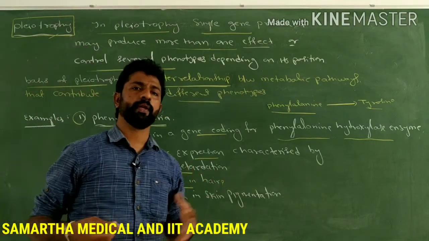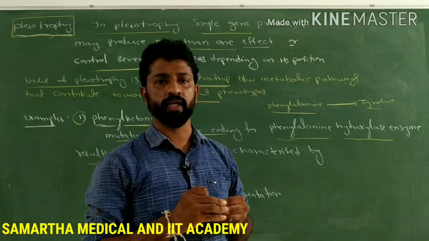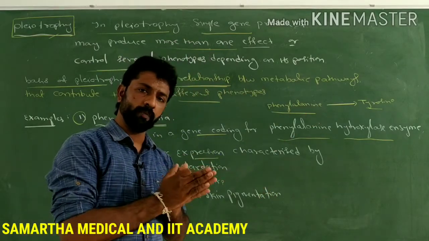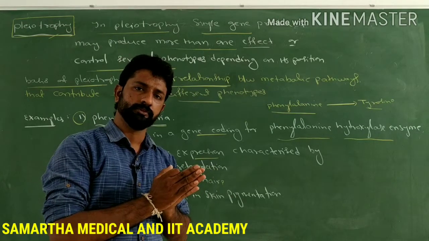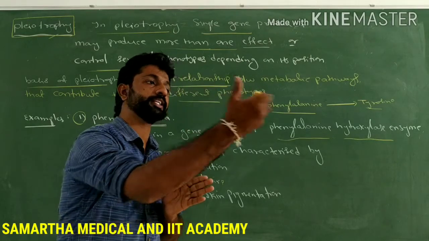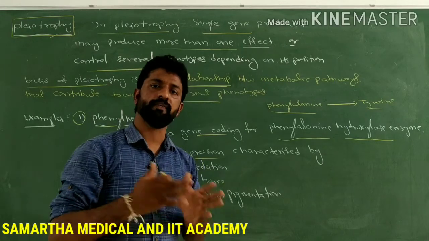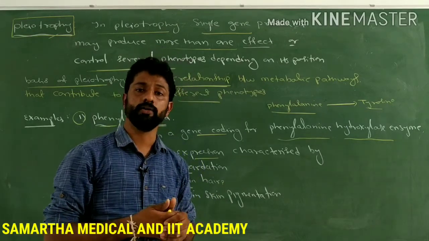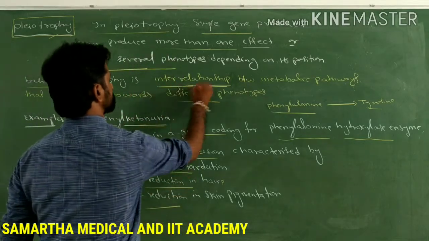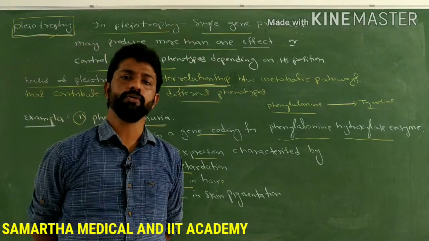Among the various metabolic reactions which take place in our body, the product of one metabolic pathway may be the substrate for another metabolic pathway. If one metabolic pathway is not functioning properly, the particular product will not be formed, so the next pathway will get disturbed. As a result, some other product or a defective product may be formed. That's how a different type of phenotype will be produced. So, the interrelationship between the metabolic pathways is the main basis of the effect called pleiotropy.